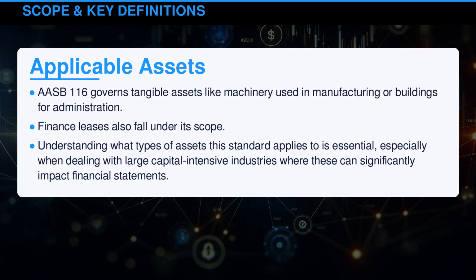AASB 116 governs tangible assets like machinery used in manufacturing or buildings for administration. Finance leases also fall under its scope. Understanding what types of assets this standard applies to is essential, especially when dealing with large capital-intensive industries where these can significantly impact financial statements.